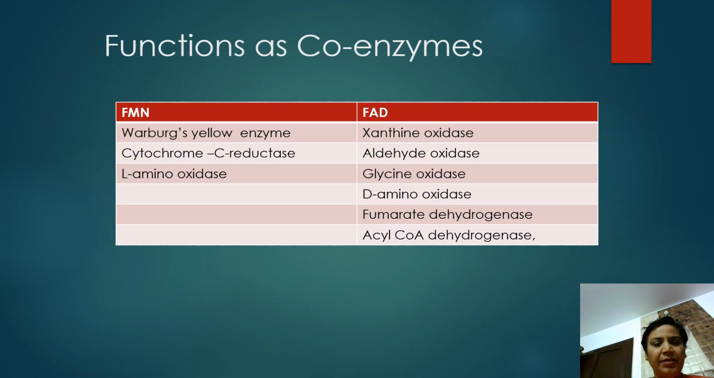Next, these are the functions of FMN and FAD as coenzymes. Now, FMN is also known as Warburg yellow enzyme. It is a component of cytochrome C reductase and L-amino acid oxidase, whereas FAD is a component of xanthine oxidase, aldehyde oxidase, glycine oxidase, amino oxidase, fumarate dehydrogenase, and acyl-CoA dehydrogenase. So FMN and FAD are used as coenzymes in a variety of reactions.